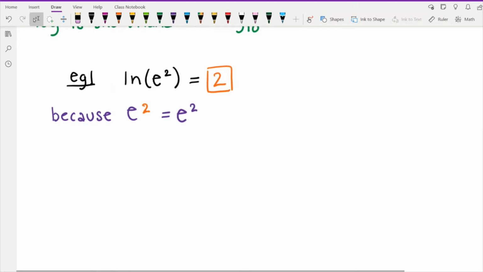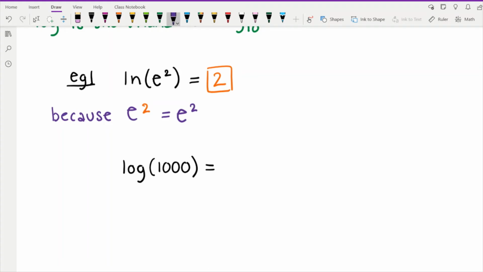Another example would be log of 1,000. This time we're working with log, the special logarithm with a base of 10. So this is asking us what power we have to raise 10 to get 1,000. The nice thing about powers of 10 is that every time you multiply 10 by itself an additional time, you get an additional 0. So 10 to the first power has 1 zero. 10 squared is 100, which has 2 zeros. 10 cubed is 1,000, which has 3 zeros. And so the answer to this one would be 3, because 10 cubed is equal to 1,000.